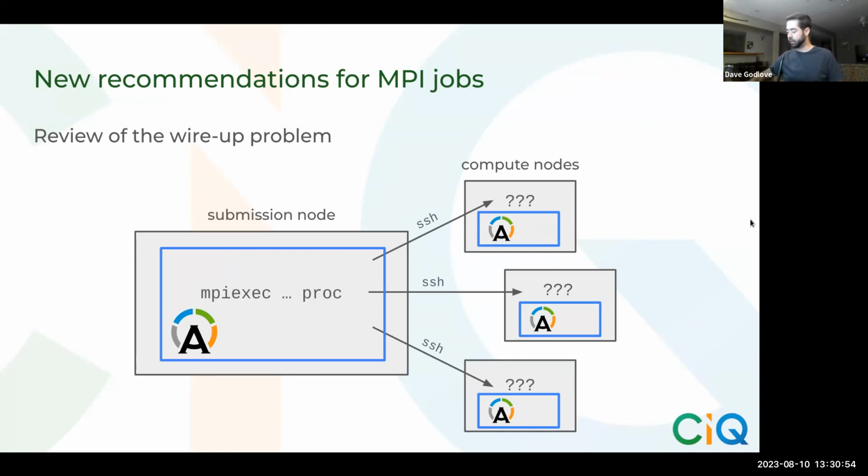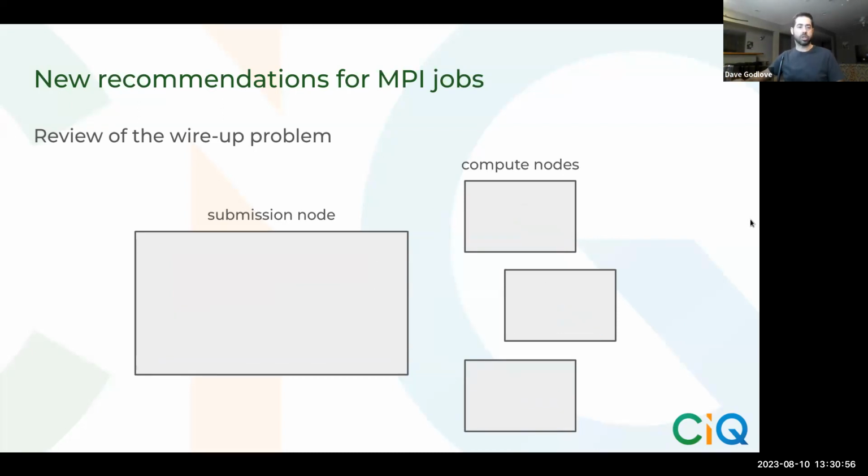So historically, the way in which we have suggested that you fix this problem is by having MPI inside your container and also having a matching version of MPI outside your container on the host system. And these two MPIs are supposed to work in concert with one another.